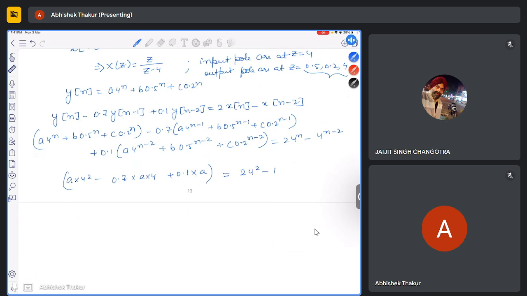So we will get the value of a is equal to around 32 minus 1, 31, divided by 16 minus 2.8 plus 0.1, equal to 2.33.